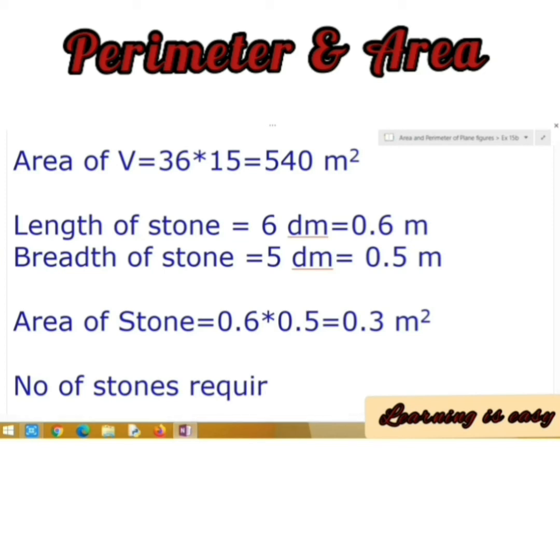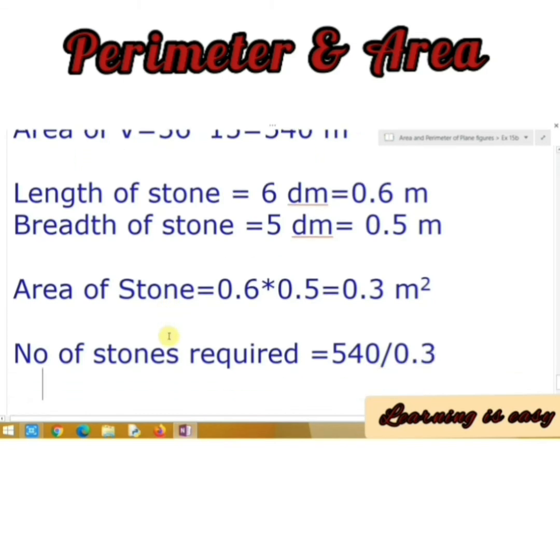Number of stones required is going to be area of veranda divided by area of stone. That's 540 divided by 0.3. So which gives us 1800 stones are required.